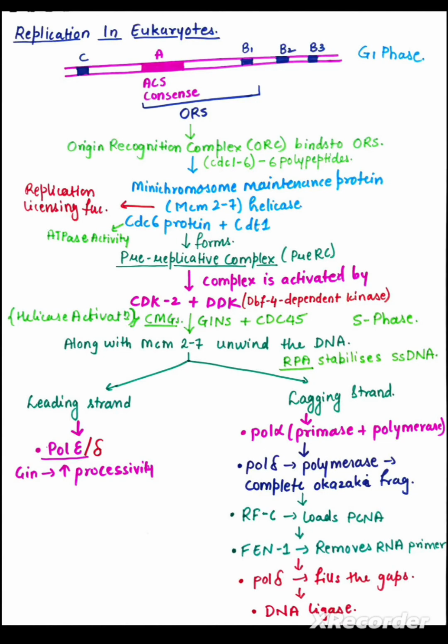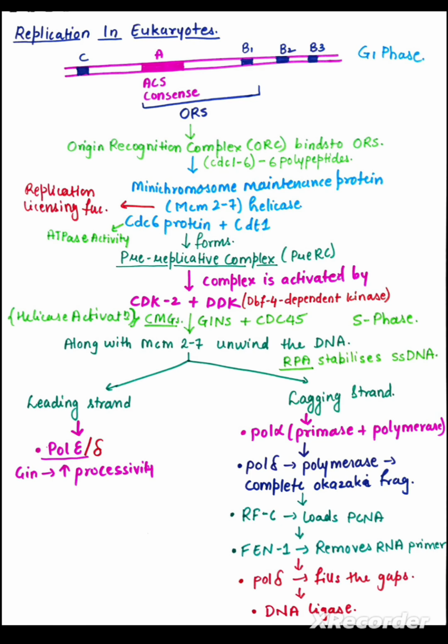In today's lecture video, I'll be talking about replication in eukaryotes, that is in yeast or Saccharomyces cerevisiae. Now in Saccharomyces cerevisiae, we have ori that is called as autonomously replicating sequence. Now this autonomously replicating sequence has three domains, that is A, B and C.